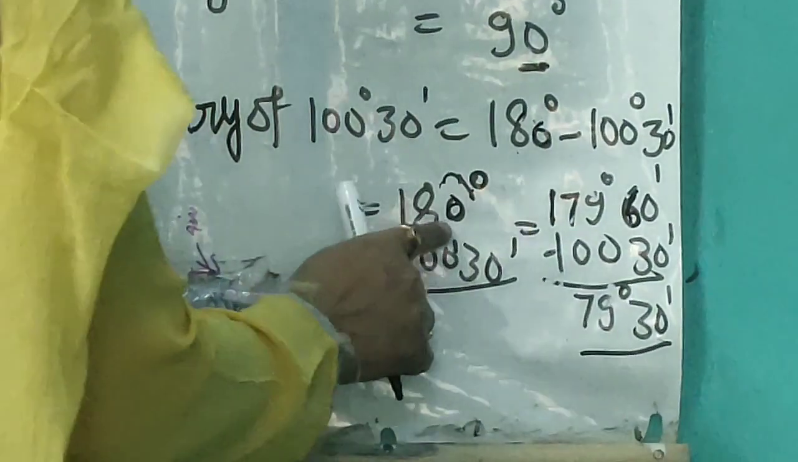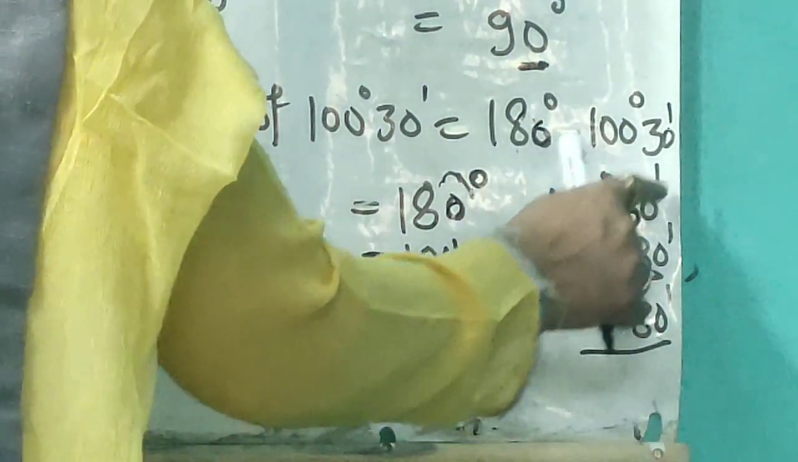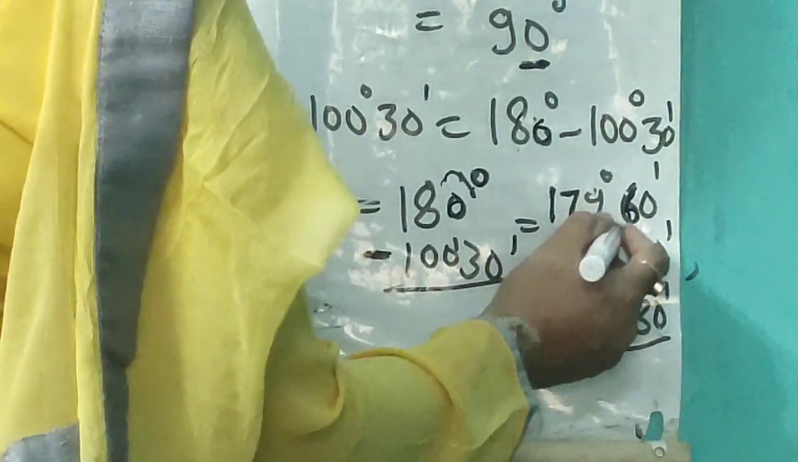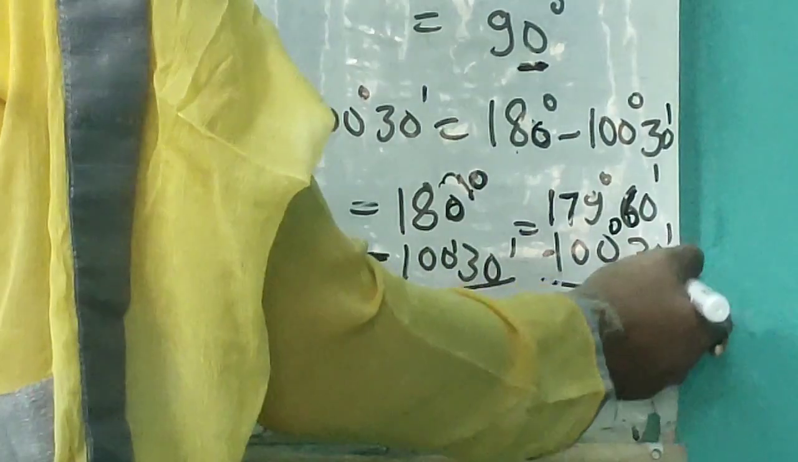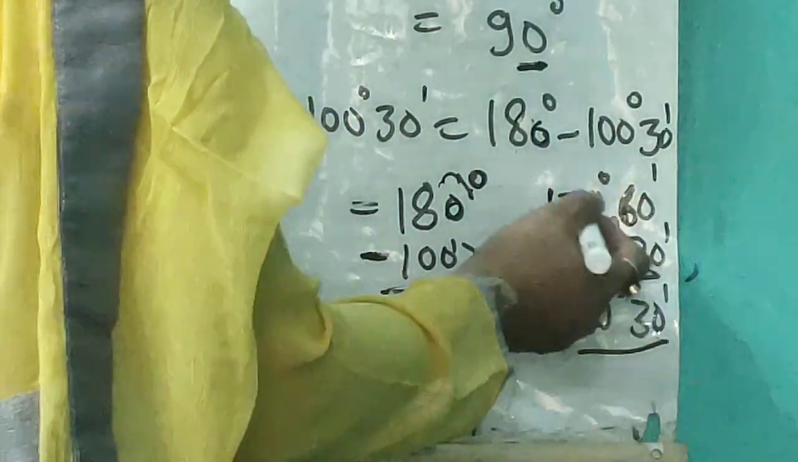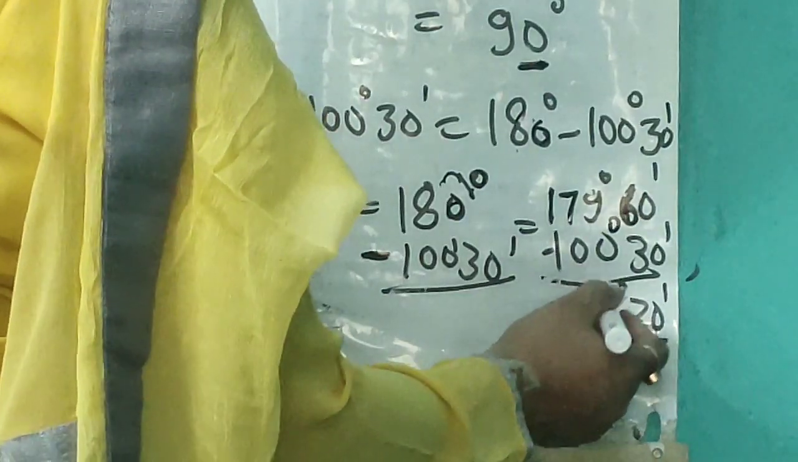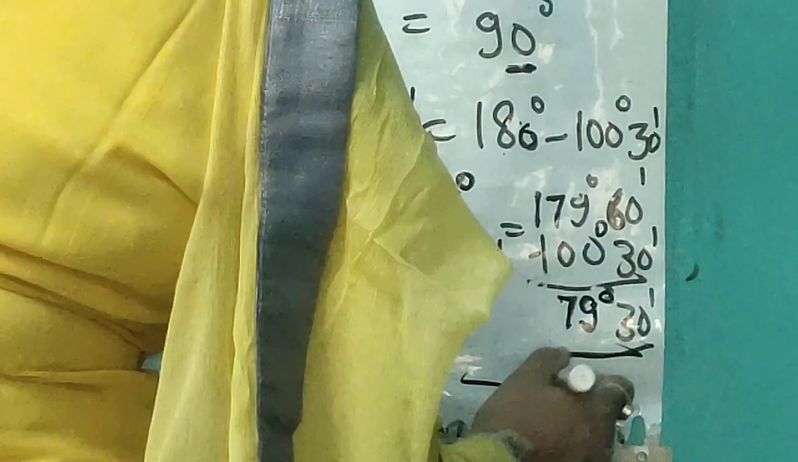It means 180 degree you can write as 179 degree 60 minutes, and from that now you will subtract 100 degree 30 minutes. Now you can easily subtract: 60 minutes minus 30 minutes will be 30 minutes, and 179 degree minus 100 will be 79 degree. So the answer is 79 degree 30 minutes. This is your answer.